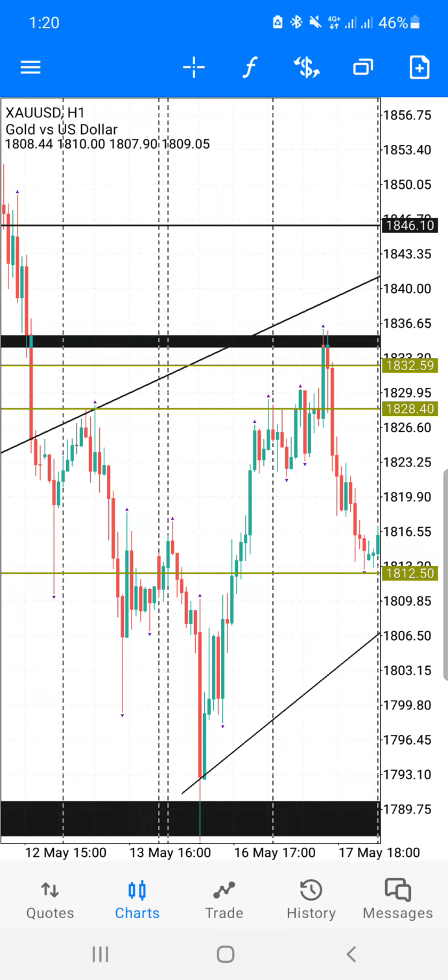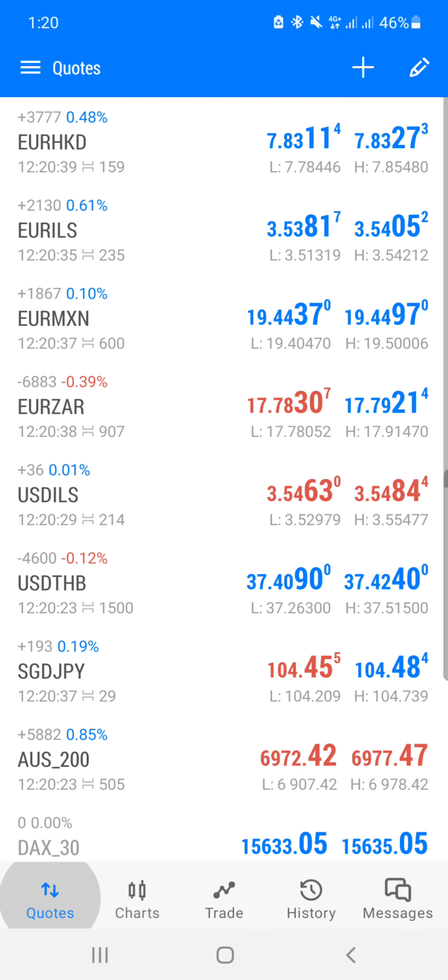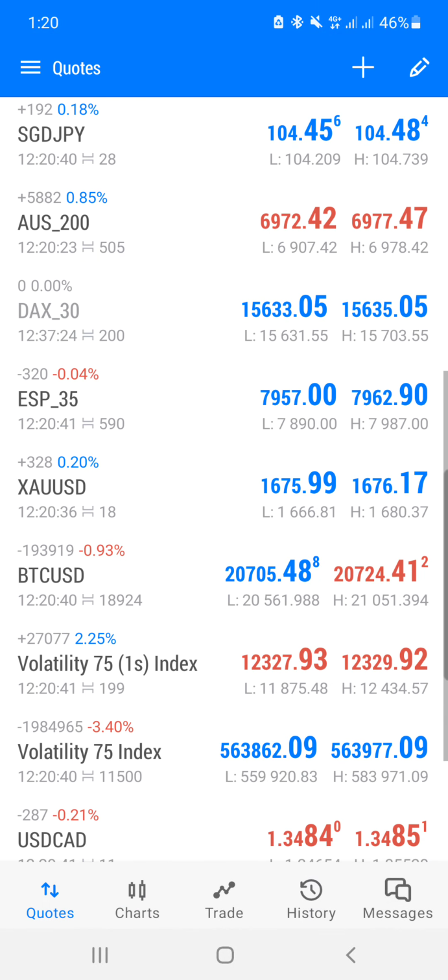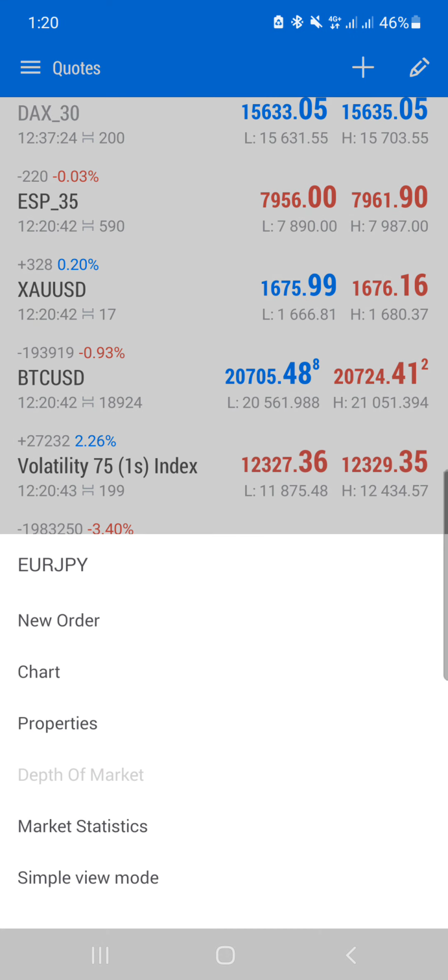And let's check another pair. We have checked USD CAD, we've checked gold, we can't find. Right? Let's check EUR JPY and see if we can find a rising or falling wedge.